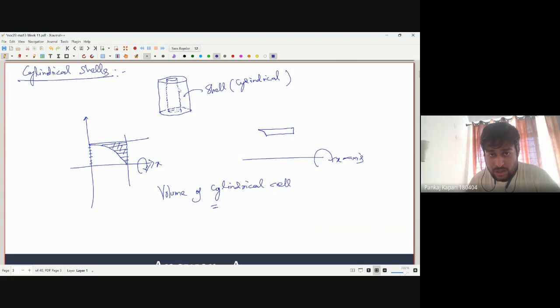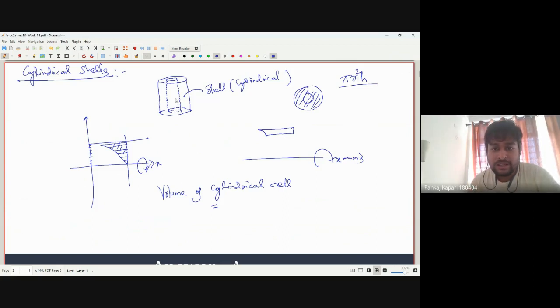You can see that the volume of a solid cylinder, that we all know, is given by pi r squared times h, right? The pi r squared gives the area of the cross section, and then you multiply it by the height, and you get the volume. But here our cell is hollow, so there is a hole in between. So what can we do?